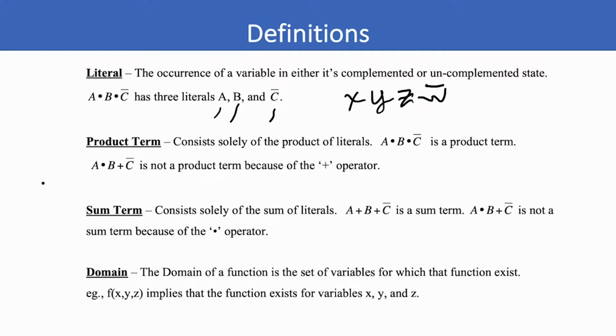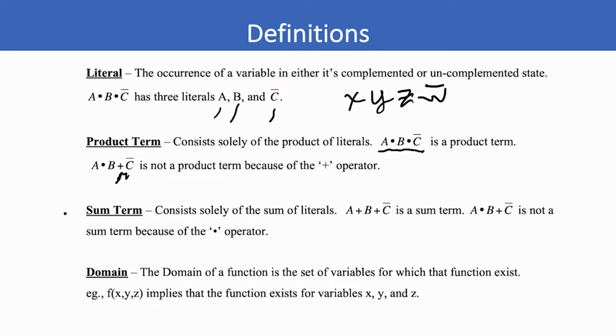Okay? The next definition is a product term. A product term consists solely of the product of literals. In other words, every literal in this term is multiplied together and forms a product term. So this is a product term right here because they're all multiplied together, A, B, C bar. A, B plus C bar is not a product term because of the plus operator right here. This is not a product term.